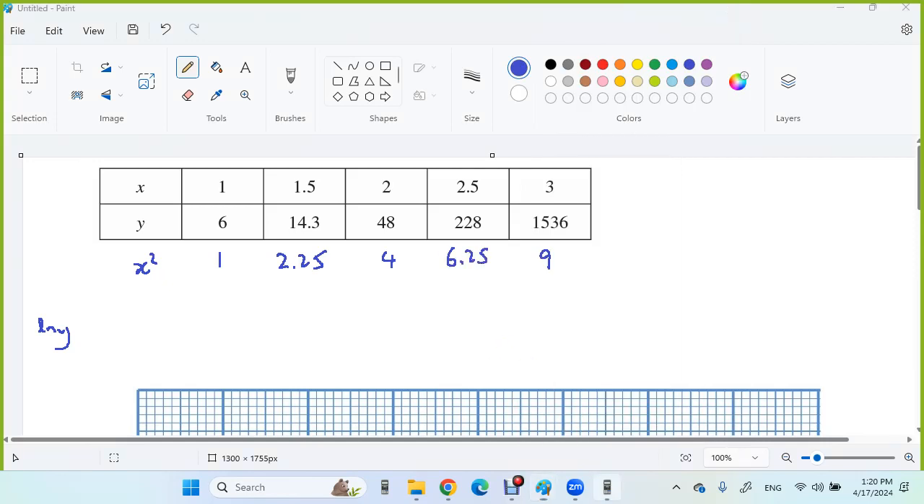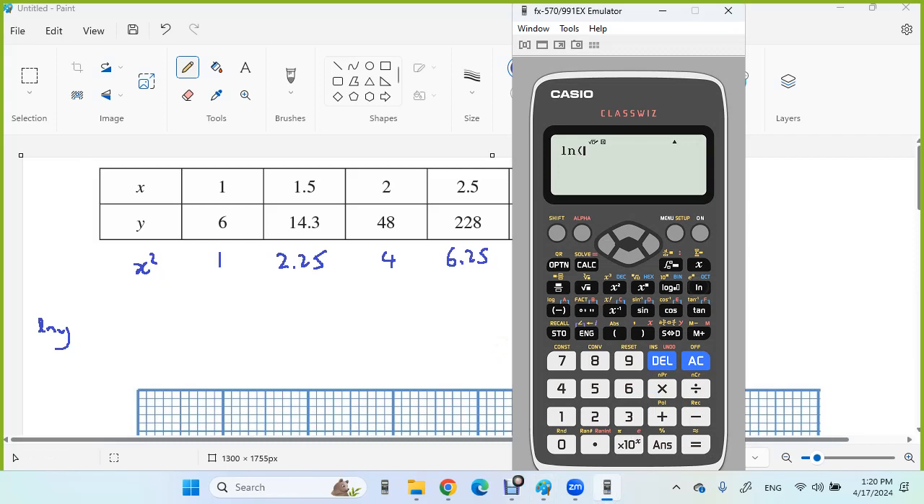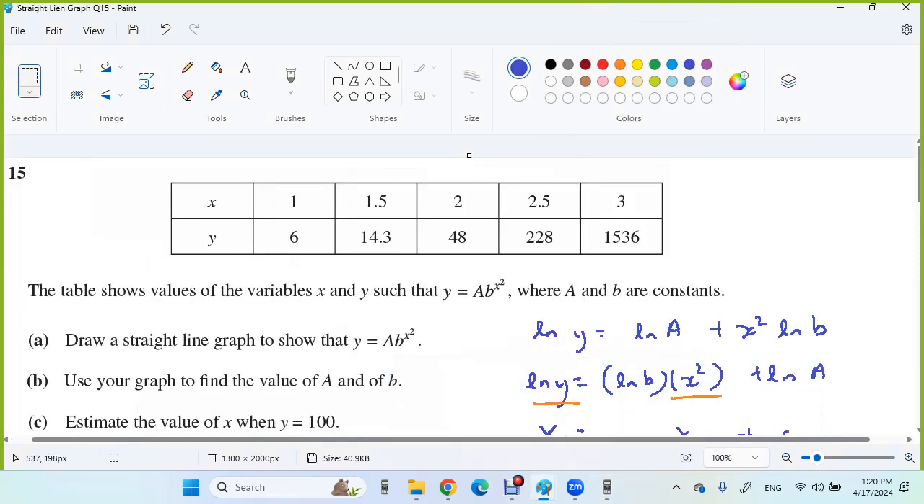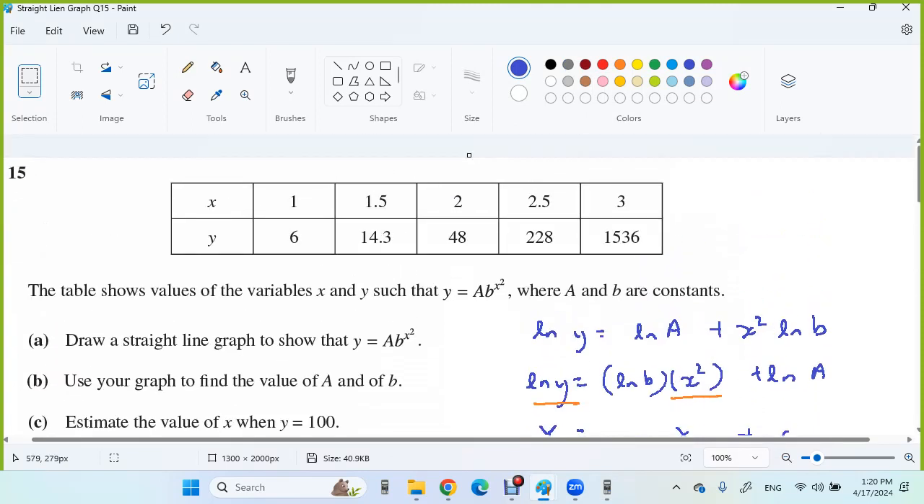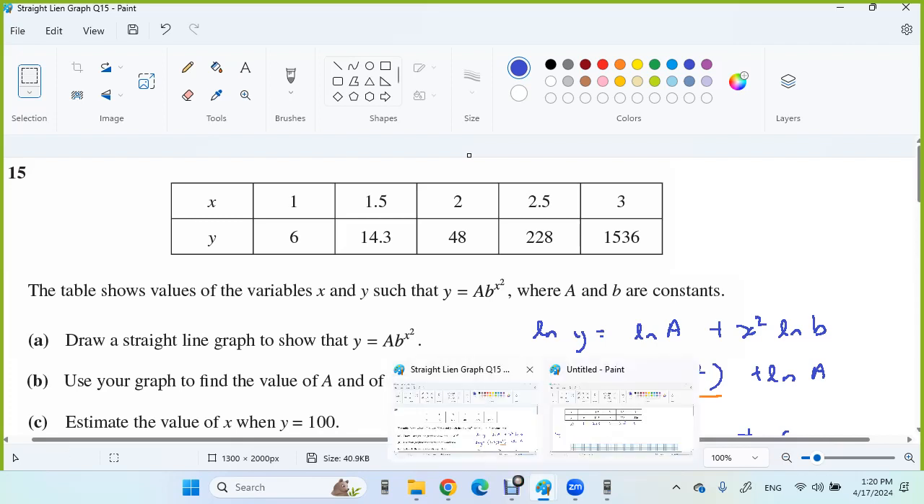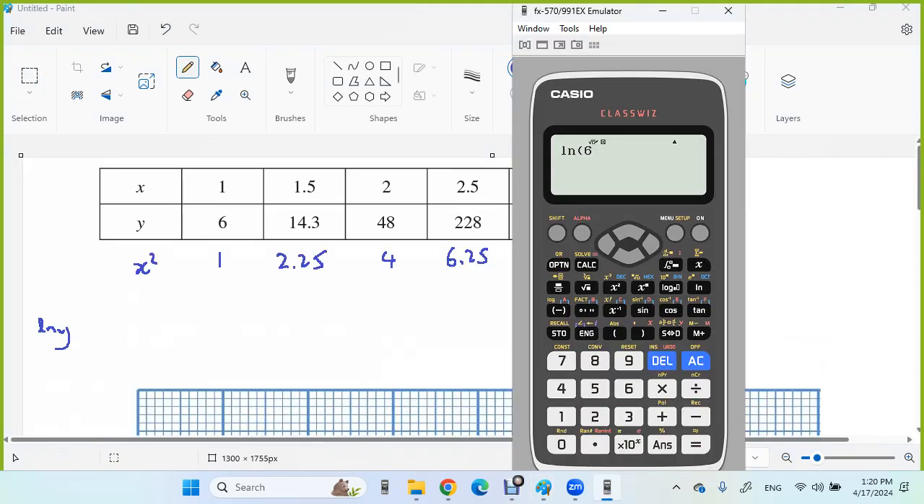And then we have ln y, so that is ln 6. They didn't ask us to use ln or log, so I will prefer to use ln. It will give you the same answer. Normally in this chapter we will use log instead of ln.